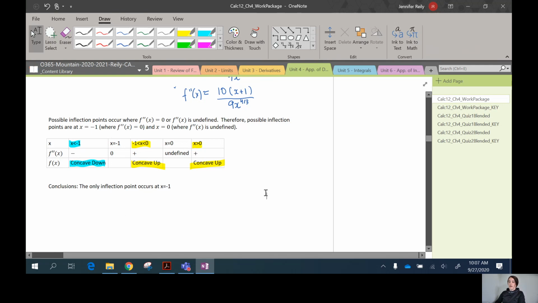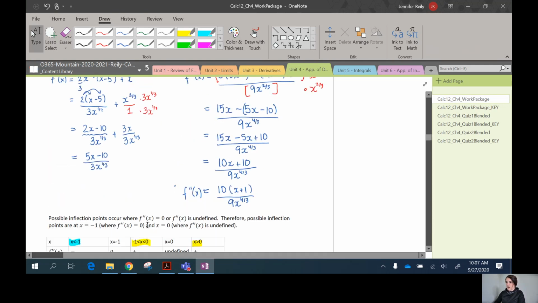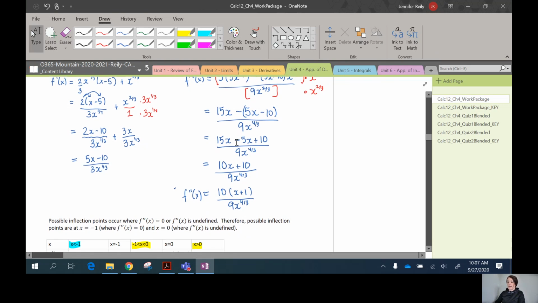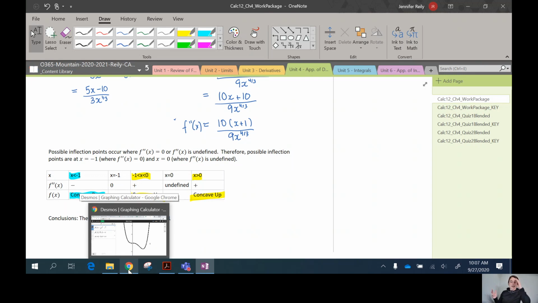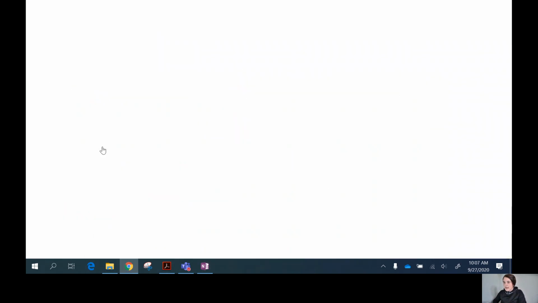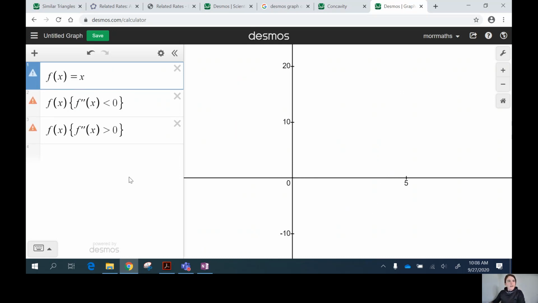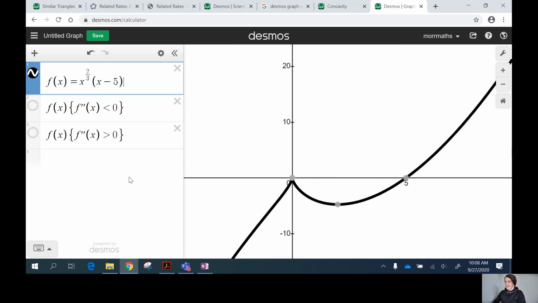All right, and I just want to show you what that quickly looks like, so how you could check your work on Desmos if you're sort of unsure of your answer. That was a lot of algebra to simplify, so it's definitely easy to make a little error somewhere. If your answer doesn't match the answer key, then you need to go back and find out what's going on. So let's go to Desmos. I'm just going to plug in the function, x to the power of 2/3 times (x - 5). Okay, and let's have a look at this graph.